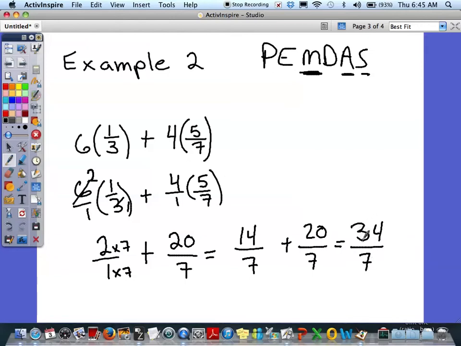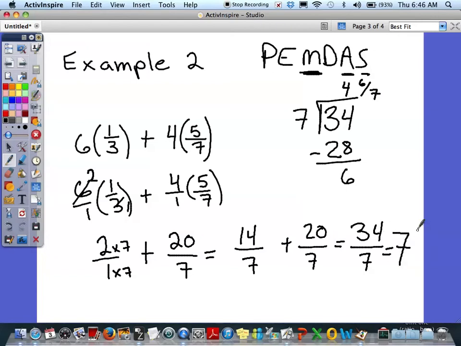Now the only step I have left is I see that this is an improper fraction here because the numerator is larger than the denominator. So I need to convert that into a mixed number. And the way I do that is I put the numerator under the roadway. 7 goes into 34 4 times. Multiply back, 28. What do I have left over? 6. Remember, the remainder goes over the divisor. So my final answer should be, and I'm running out of room here, 7 and 6 sevenths. That would be my final answer to this problem.